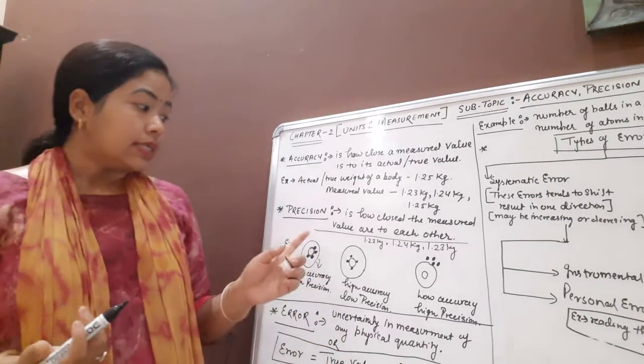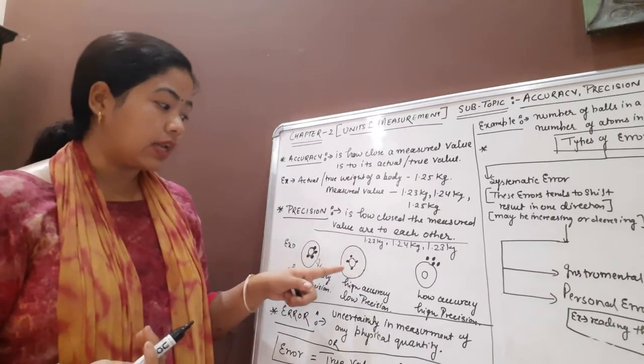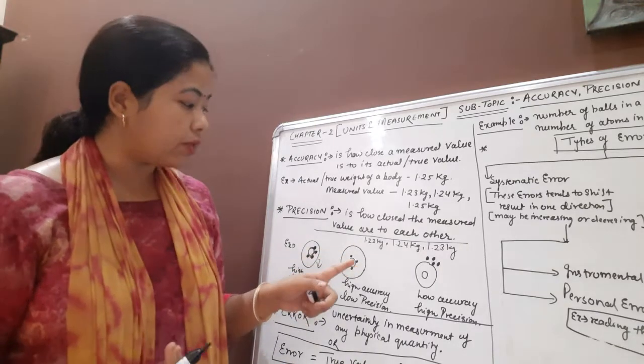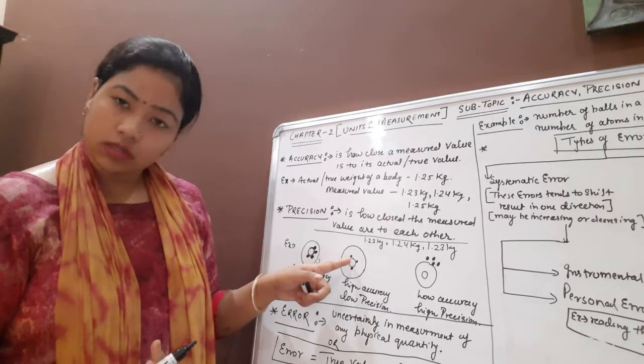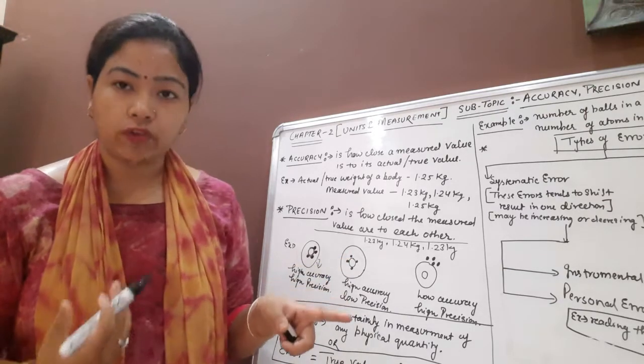Right, children? Similarly, we can look at the next diagram. In the next diagram, you can see that this small circle represents the true value.